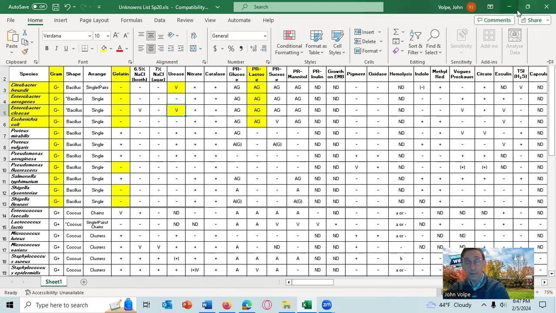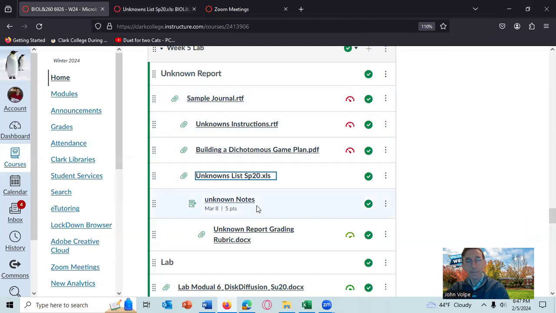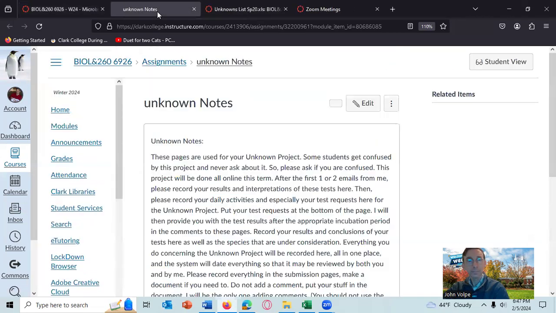You will be doing this online and you'll be doing everything in your unknown notes page. Let's go ahead and look at that. So this is the project you're going to do your unknown project in, meaning the assignment. These pages are used for your unknown project. Some students get confused by this project and never ask about it. So if you're confused, ask and ask early.